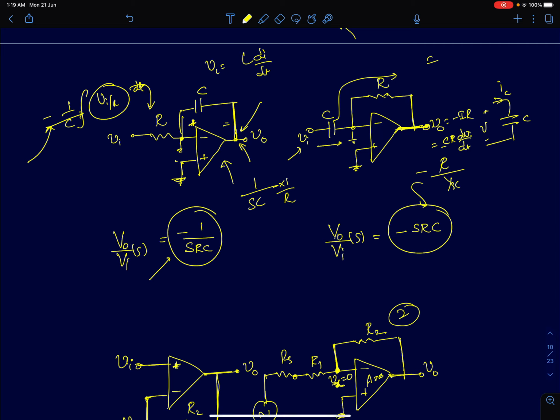These circuits cannot be built as they are. So we'll have to do some modifications. I'll talk about that at a later stage. But what we have shown here is, in a very simple way, how to realize an integrator and a differentiator.